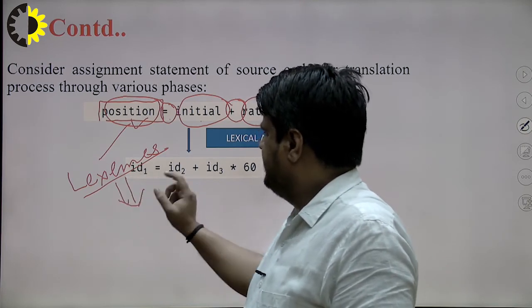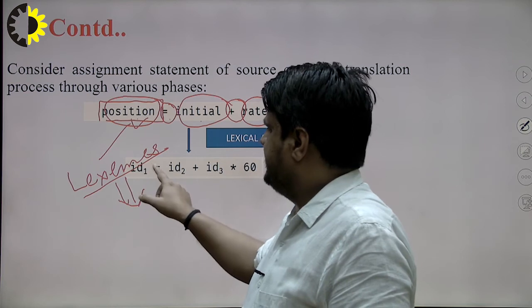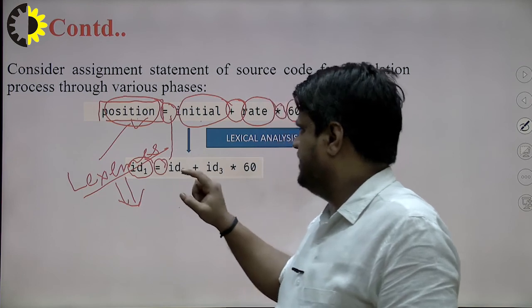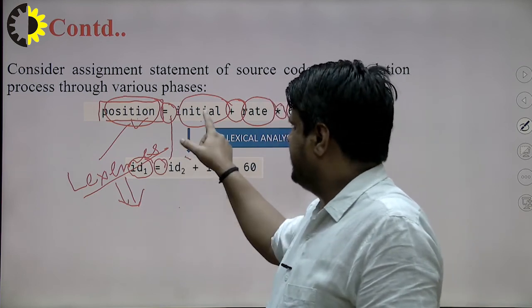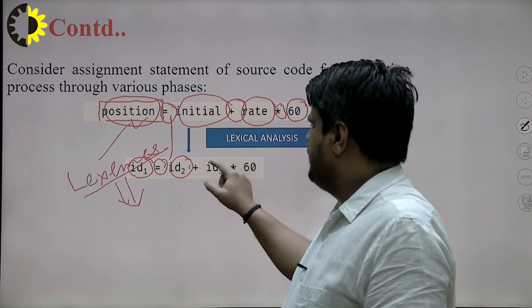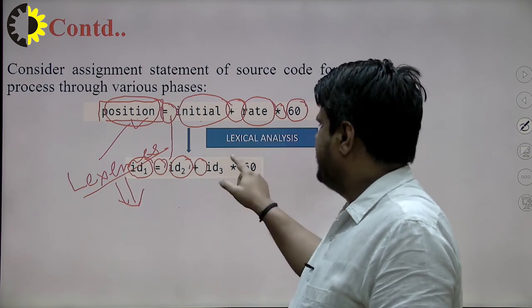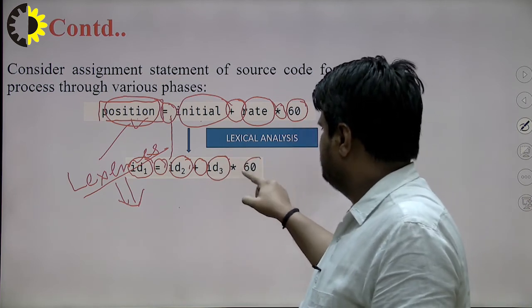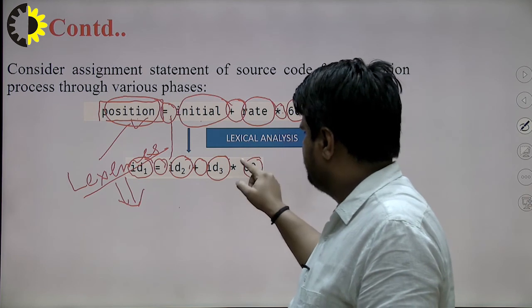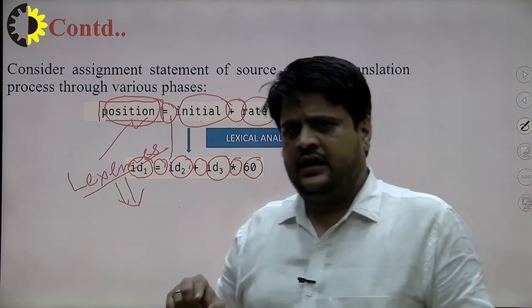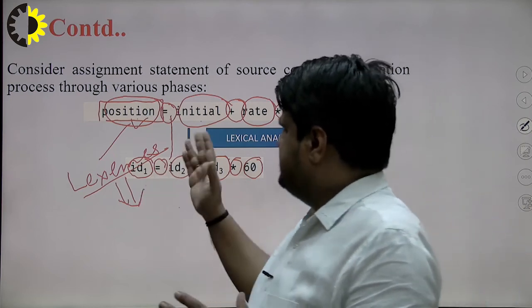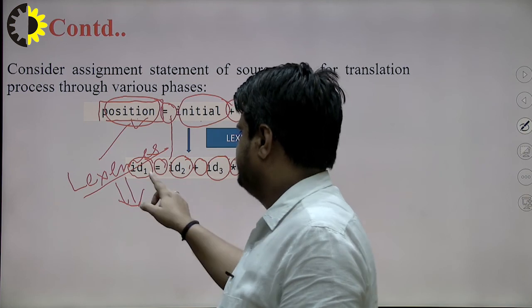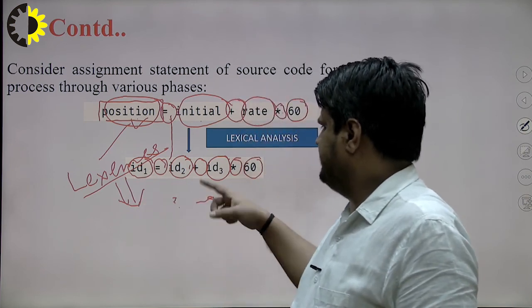You can see here, position is an identifier. This is an operator, so we can directly write the equal or assignment operator. After that, initial is an identifier, plus is an operator of type plus, rate is an identifier, so I have written rate, and 60 is a number, so I have written 60 directly. Multiplication is an operator, so I have included the multiplication. To differentiate between different lexemes of identifier type, we have subscripted them as ID1, ID2, and ID3.